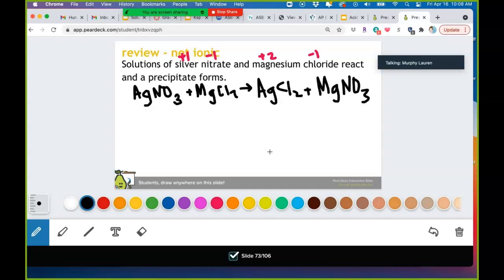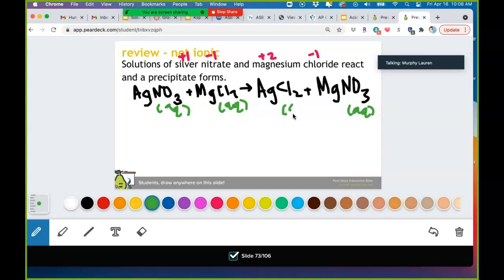Is this correct? What state of matter are my reactants? Solutions imply aqueous. Now, it is your job to know that nitrates are always soluble. You have to know that as a product. Nitrates are always soluble, so this is going to be aqueous. So if I tell you a precipitate forms, by default, you know it has to be this guy.